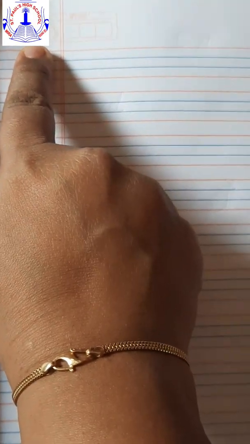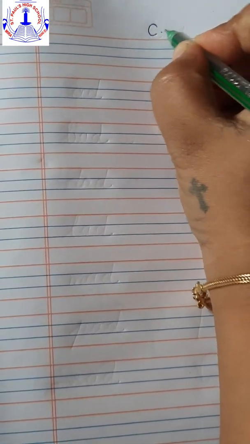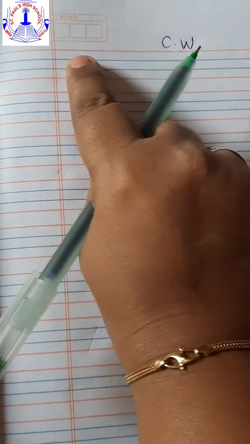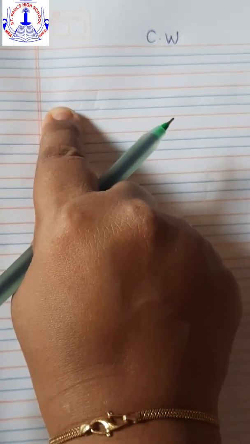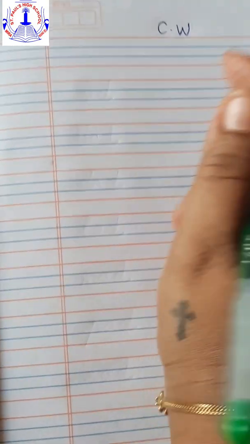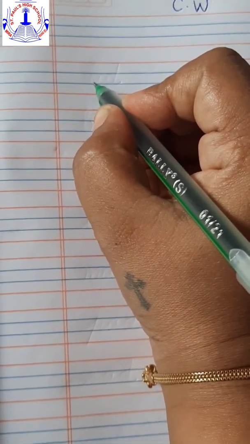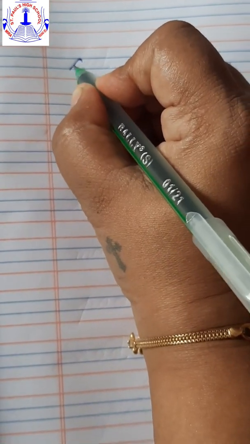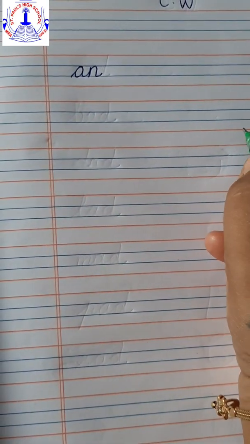Open your fresh page. Write today's date here. And on the top write classwork, C.W. Okay. After that leave one line next to the margin. Write AN. So today we are going to write AN family words. Okay. Small cursive A and small cursive N. AN.